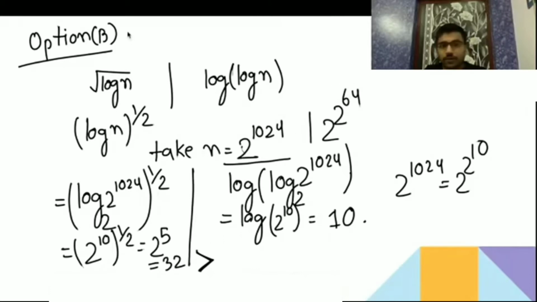So option B is false. This is not Big O. It is omega. This one is greater, this one is greater. Understood?